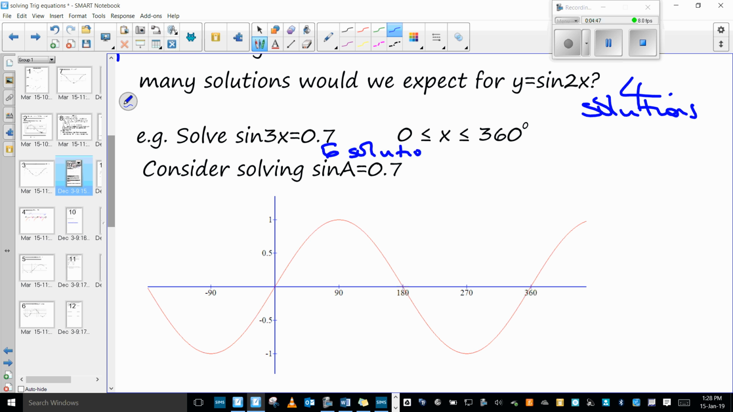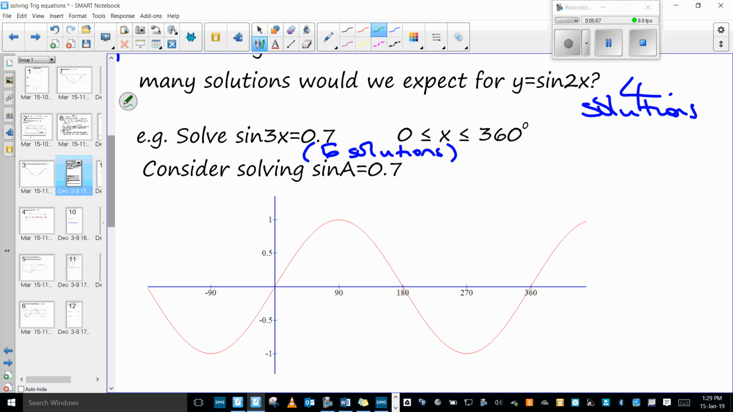Okay, I'm going to put that in brackets because we're going to come back to that later. They only want between 0 and 360. So what we're going to do is say, hang on a moment, I'm quite good at solving just sine of x equals something, so that's what I'm going to do to start with.